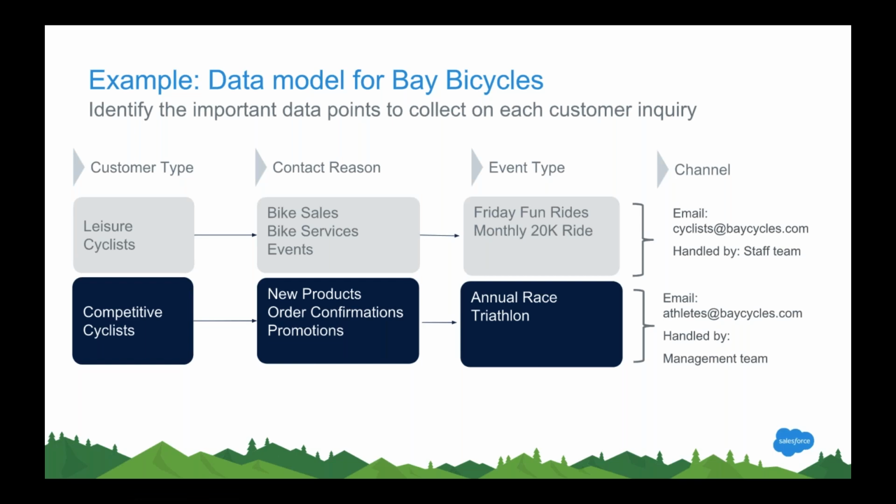And the problems that I'm trying to solve, things along the lines of, are the events I'm running successful? Do my customers care about my events? Can I track my customer type today? Why else would customers be reaching out to me? This is all going to help me plan my inventory, marketing, and partnerships for my customers. And then who's handling these inquiries? Right now, my leisure cyclists are being handled by my staff team, and my competitive cyclists are being managed by my management team.